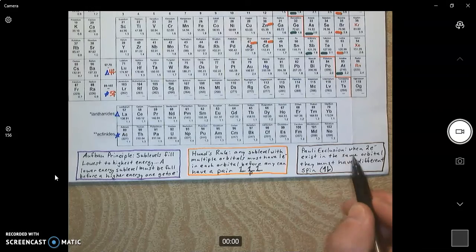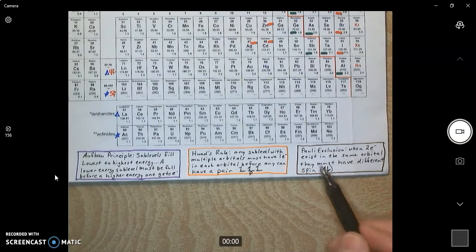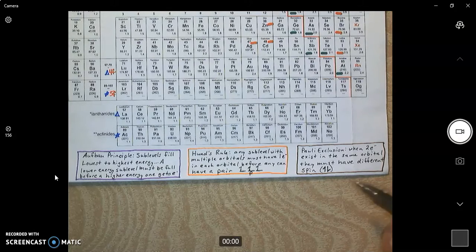And then the Pauli exclusion principle tells us when we go to pair them up, they have to have opposite spin. That just means they need to be on opposite sides of the orbital. So we show an up arrow and a down arrow. Okay? That comes into play mainly with the orbital filling diagrams.